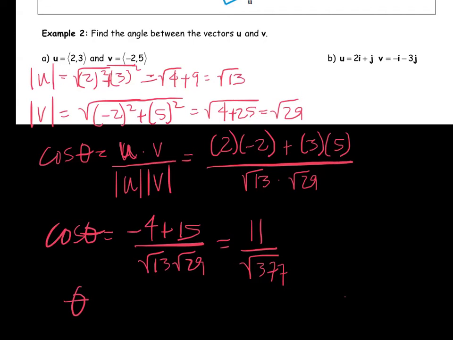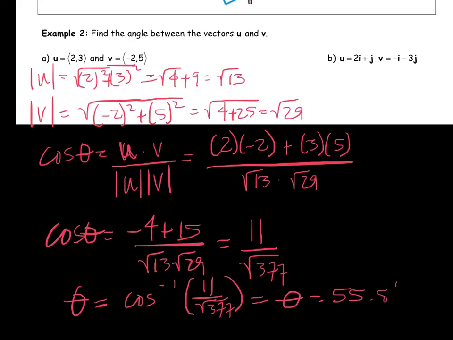If I want to find theta, it would be the inverse cosine of 11 divided by the square root of 377. So let's do that. Inverse cosine of 11 divided by the square root of 377. And theta, the angle between those two vectors, happens to be 55.5 degrees. Not so bad.